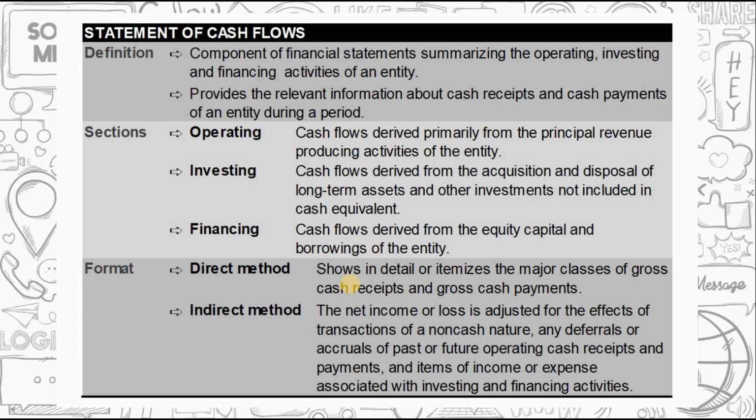Another is the investing activities. The cash transactions that will be presented under the investing activities include the cash flows from the acquisition and disposal of long-term assets and other investments that are not included in cash equivalents. For cash flows that are presented under the financing activities, this includes those that were derived from the equity capital and the borrowings of the entity.